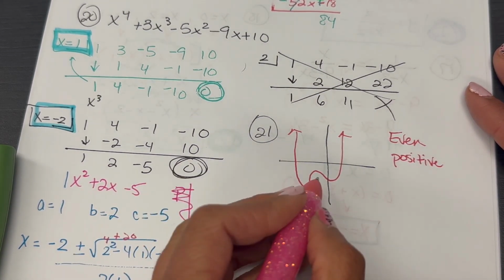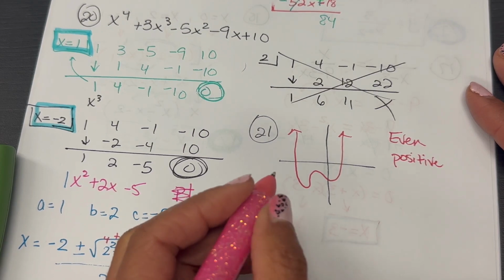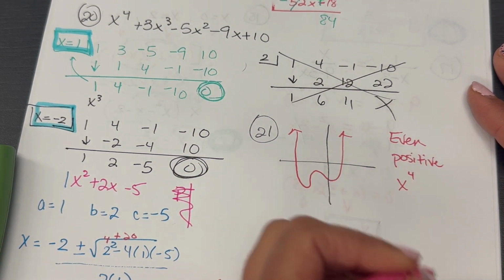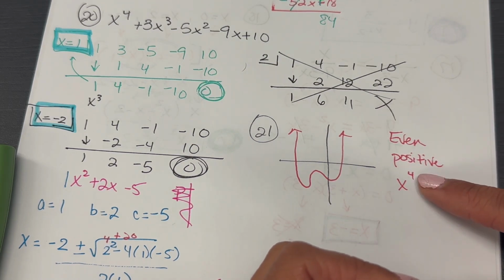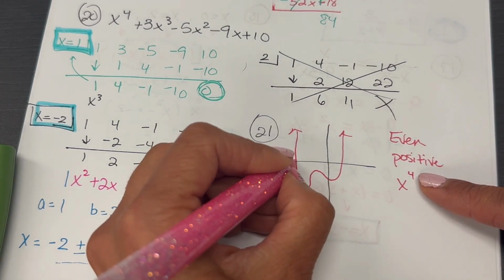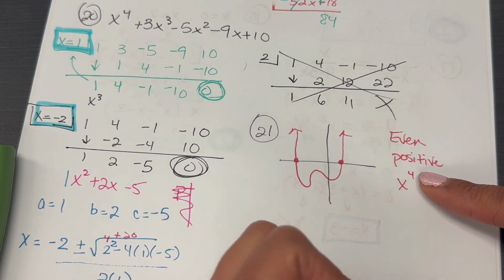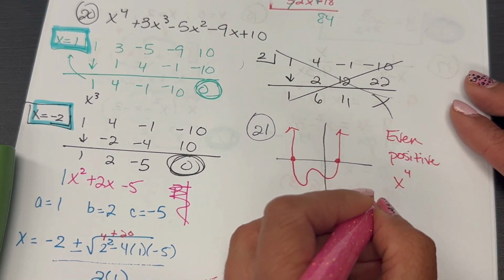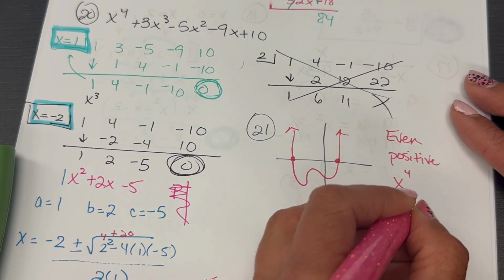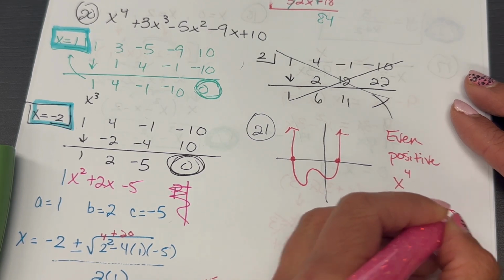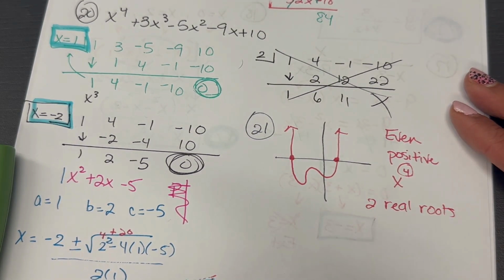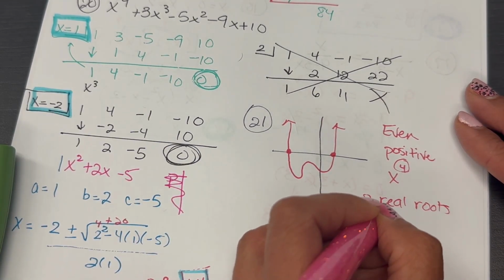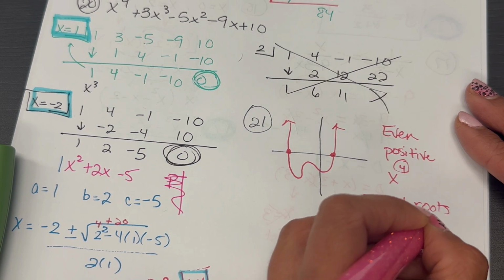And it's not a parabola, but it's like a parabola. So because it's not a parabola, that means that this has to be an x to the 4th, which means that there are 4 roots. I see 2 of them right here, because that's where they cross the x-axis, that's 2 of the roots. So that means that there are 2 real roots. But I know because of this power of 4, there should be a total of 4 roots. That means that the other 2 must be imaginary roots.